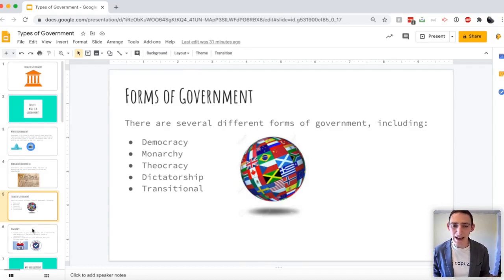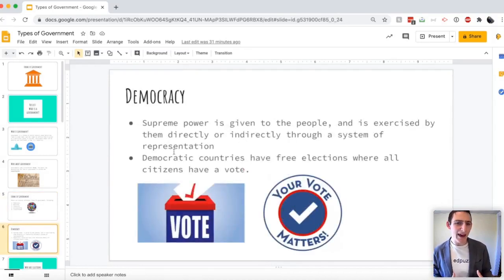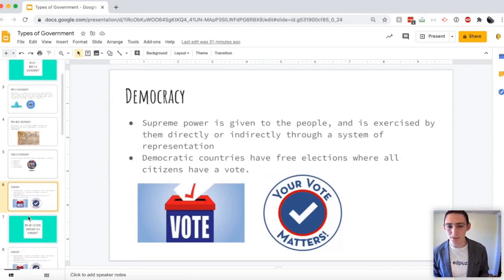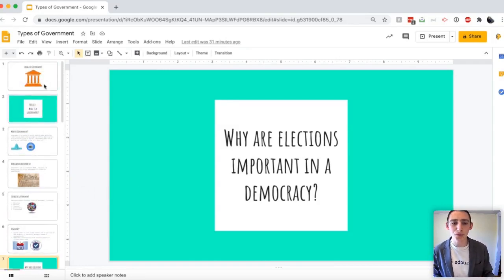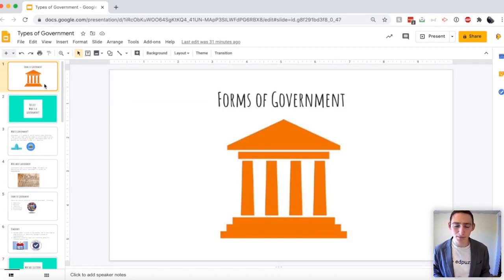In a real lesson, I would then spend some time explaining, hey, here's what a democracy is. But then I'd want to give students a chance to process that information. So maybe I'd ask them, based on what you know, why are elections important in a democracy? And I'd have them do a turn and talk, or I'd call on a few students. Then after we share, we'd go over why elections are so important. It's how the public participates in the government process, etc. And then we could go through the other examples.